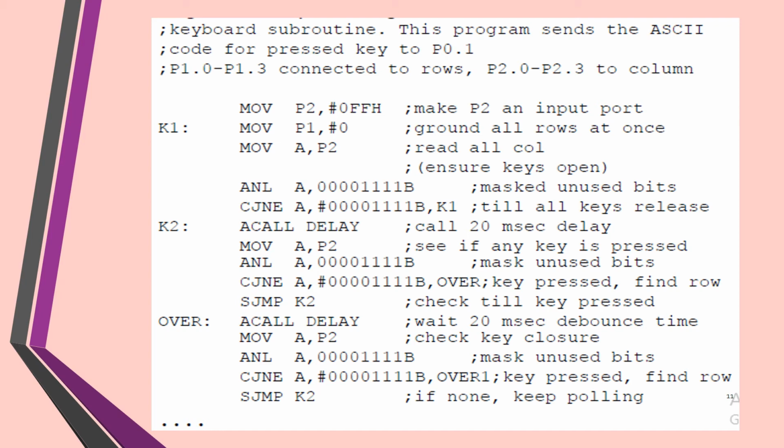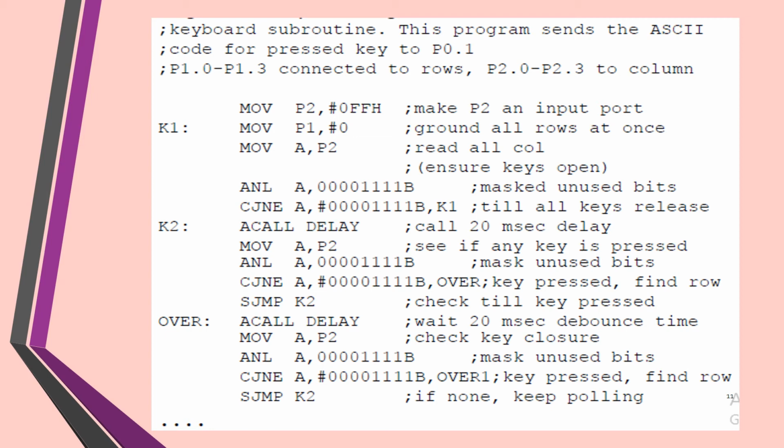Now see here, first step: MOV P2, #0FFH. So P2 is our input port. It is made an input port because our columns are associated with P2. Then the second one is MOV P1, #0, to ground all rows at once. Then MOV A, P2, to read all columns for ensuring whether a key is open or not.